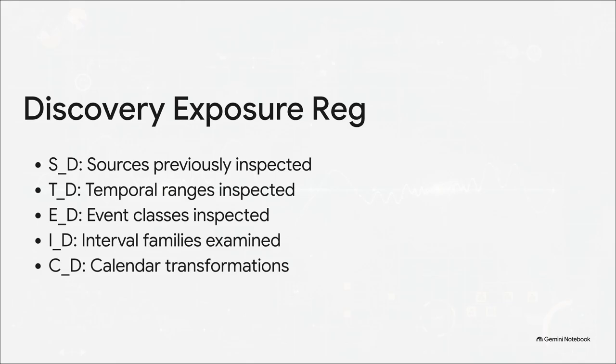To maintain total objectivity, researchers must declare a discovery exposure register to document exactly what historical evidence they've already seen. If you've already peeked at the historical events in a 64-year interval while dreaming up your theory, you have to log it. It doesn't mean you've done something nefarious, but that specific interval is now contaminated by discovery. It can no longer be used as unseen evidence to confirm your claim.